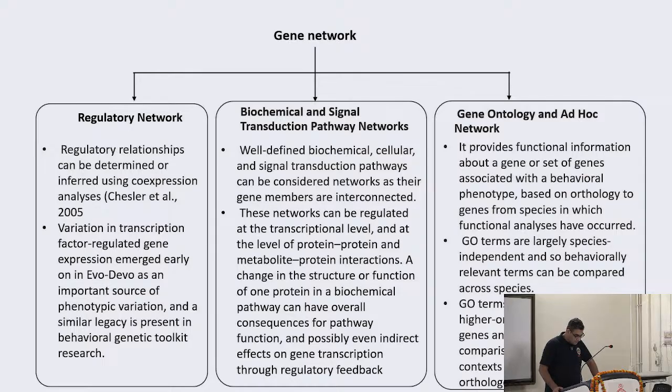Biochemical and signal transduction: well-defined biochemical, cellular and signal transduction pathways can be considered networks as their gene members are interconnected, because these are the pathways. So if any one gene does not work or is not connected, the whole pathway gets distorted or unorganized. These networks can be regulated at the transcriptional level, and at the level of protein-protein, metabolite and protein-metabolite interactions. A change in the structure or function of one protein in the biochemical pathway can have overall consequences for pathway function, possibly even indirect effects on gene transcription through regulatory feedback.